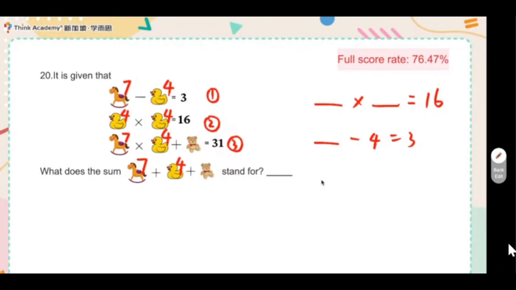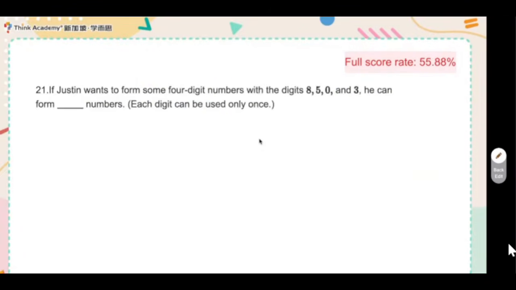And then this time we do the last equation, right? It becomes 7 times 4 plus the bear equals 31. 28 plus the bear equals 31. So the missing shape here should be 3. Okay, so after we calculate 7 plus 4 plus 3, that gives us 14. Okay, then everyone, let's move on to the next question.